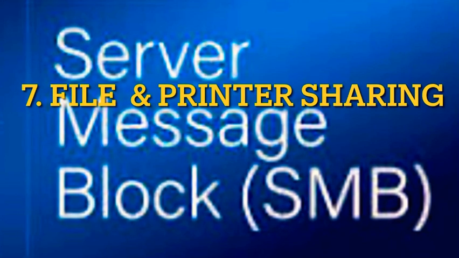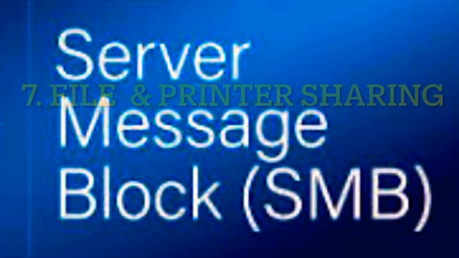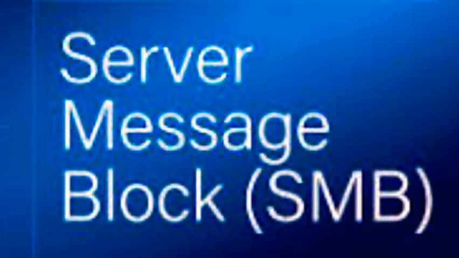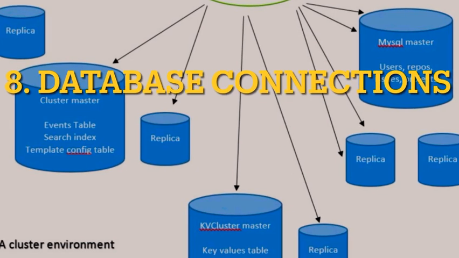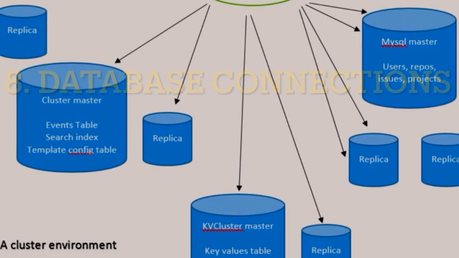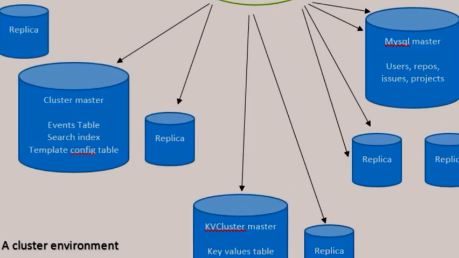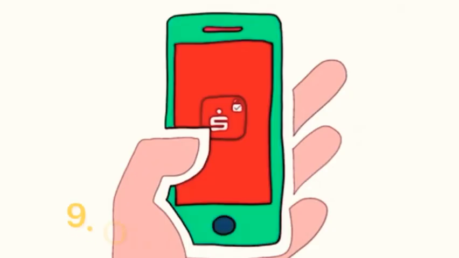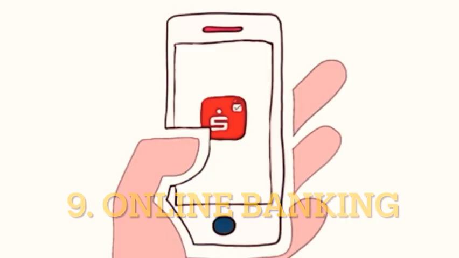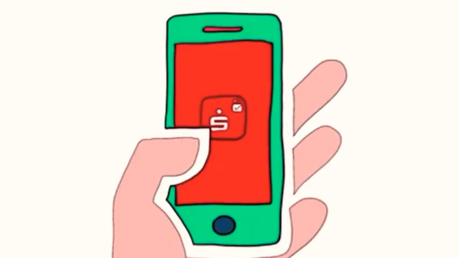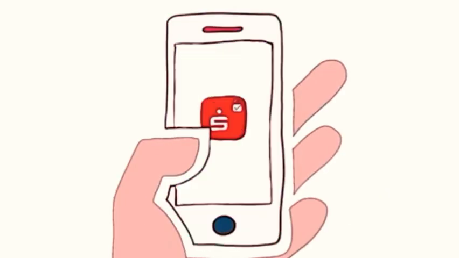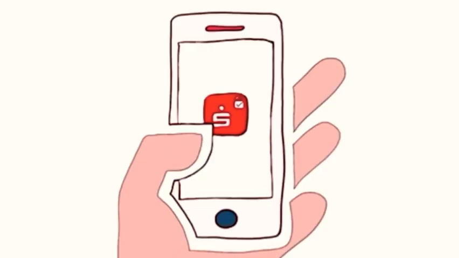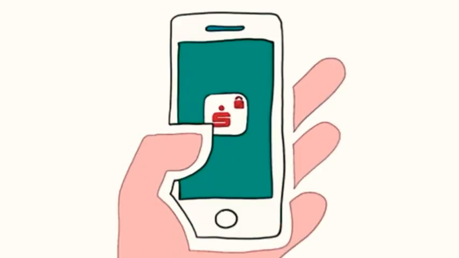Number 7, Server Message Block, or SMB, which facilitates file and printer sharing in Windows networks, uses TCP for reliable data transfer. Number 8, TCP is commonly used in database management systems like MySQL for establishing reliable connections between clients and servers. Number 9, secure transactions over the web, such as those used in online banking applications, often employ TCP in conjunction with HTTPS for encrypted and secure communication.